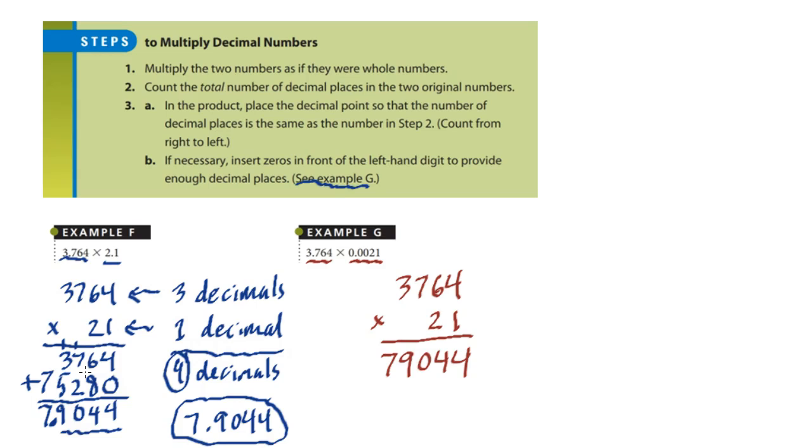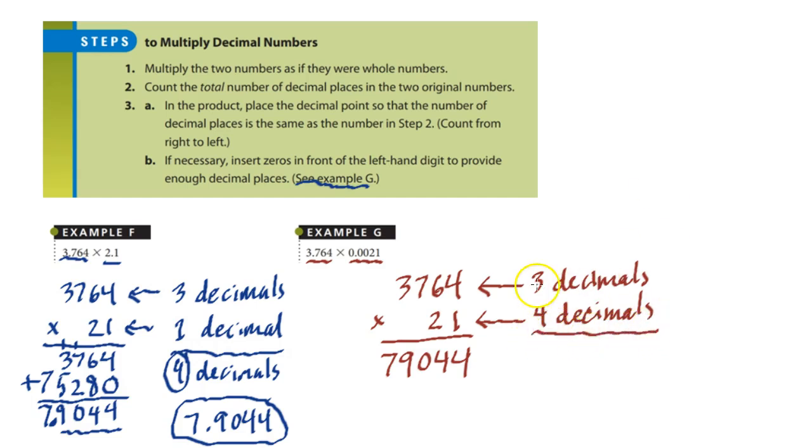But now the difference here is the amount of decimals. Not here. This is still 3 decimals. And this, in this case, is 4 decimals. This is 4 decimals, not 1 decimal this time. So now we have a total of 7 decimals. Okay, so 7 total decimals instead of 4.